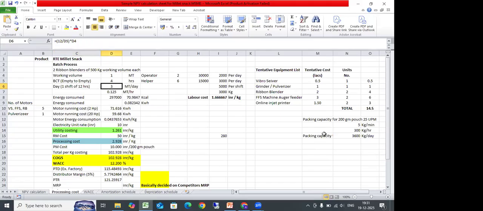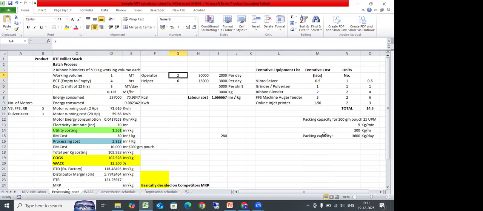So how much will I be manufacturing in 12 hours? With a 4-hour batch cycle time, it is 3 metric tons per day. Okay? 3 metric tons per day. Is it clear till here? Okay?